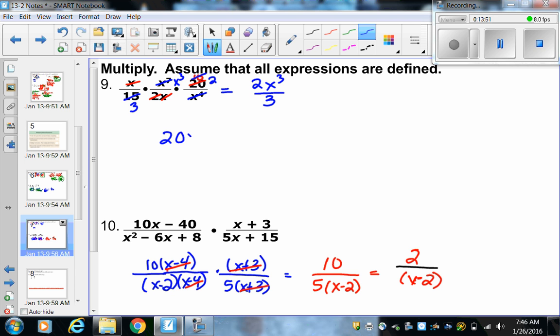Or if you did it the other way around, if you multiply the top straight across, you would have 20x to the 8th over 30x to the 5th, and 20 over 30 reduces to 2 over 3, and you subtract the exponents, and you're left with a positive 3, so it's up top.